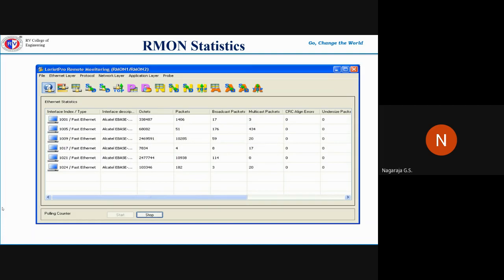in Ethernet statistics. When I am saying these things are for Ethernet, you can also apply the same kind of statistics for other kinds of networks. When I'm talking about other kinds of networks, it may be an FDDI network, it may be a token ring network, it may be an ATM network, or even you can extend that to the core network, right?